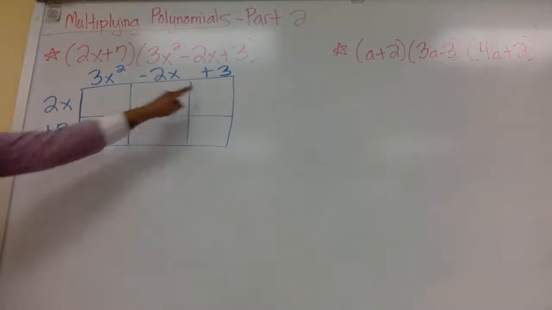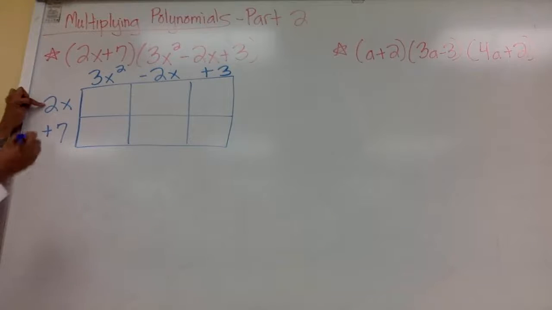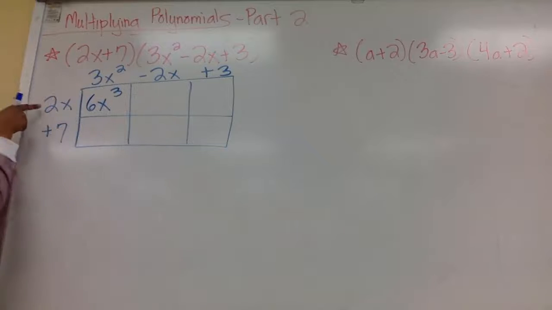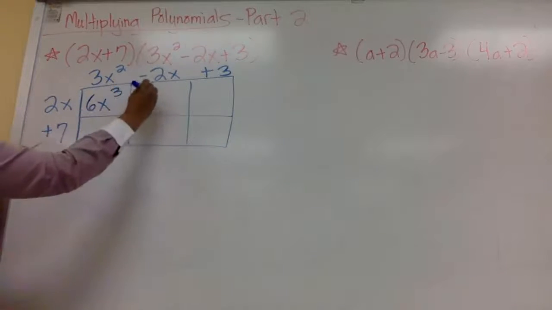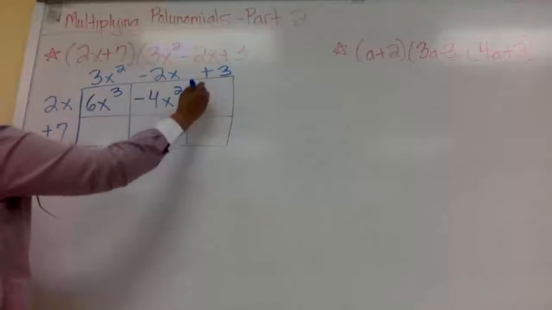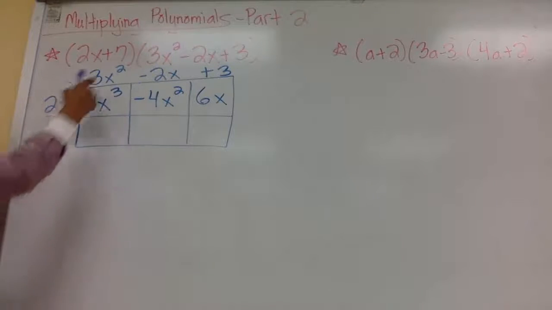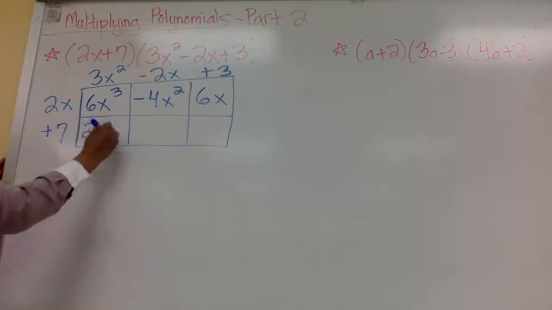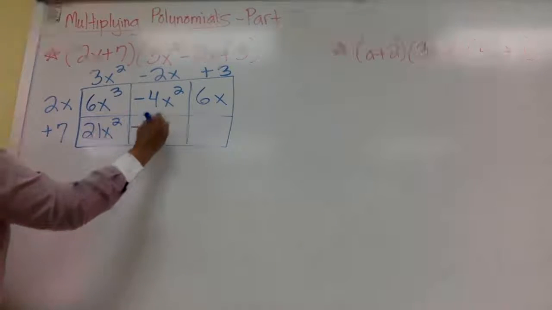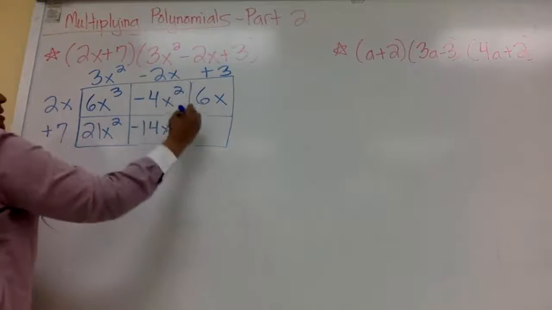We're going to go through and multiply. 2x times 3x squared is 6x to the third. 2x times negative 2x. 2x times 3. 7 times 3x squared. 7 times negative 2x. 7 times 3.